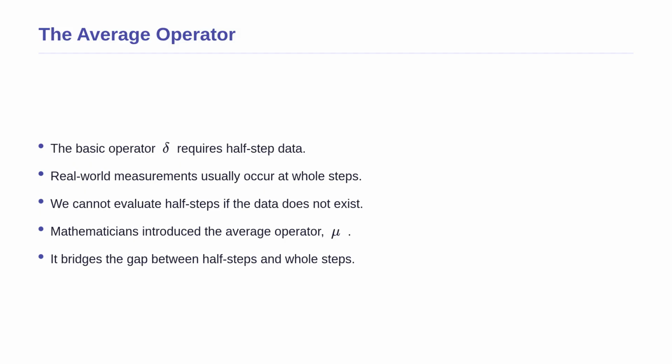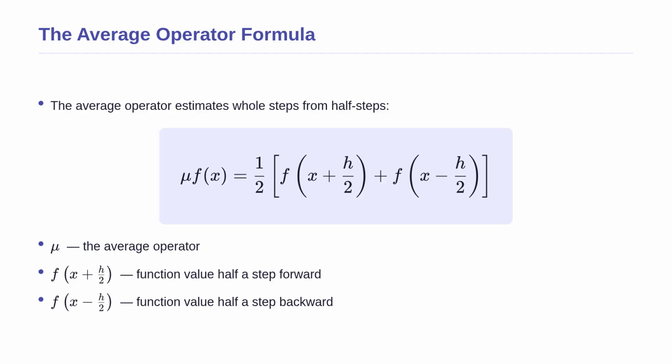So, we have proven that these formulas work beautifully. This brings us to a practical problem. The basic central difference operator requires us to evaluate functions at half steps. But in real-world data, like daily stock prices or daily temperatures, we only have measurements at whole steps. We do not have data for day 1.5. To fix this, mathematicians introduced the average operator, denoted by the Greek letter mu. It acts as a bridge, allowing us to enjoy the high accuracy of central differences without actually needing half-step data points. Here is the formula for the average operator.